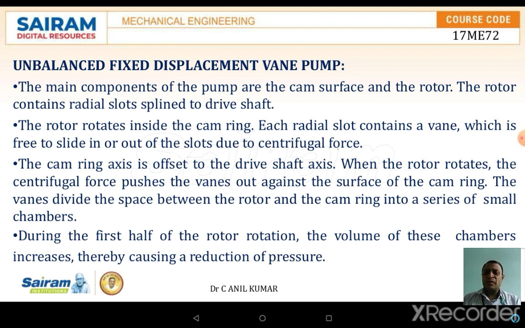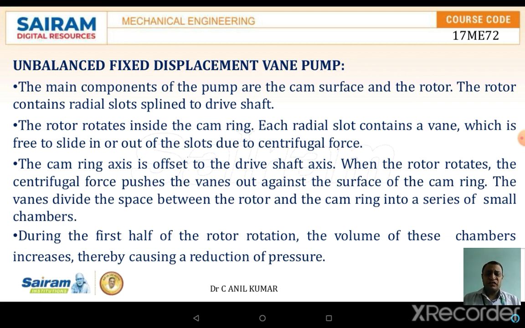pumps. The main components of the pump are a cam surface as well as a rotor. The rotor consists of radial slots, with splines mounted on the driving shaft, and the vanes move in and out due to the rotation of the shaft, or because of the centrifugal force created by the shaft. The cam ring axis is offset to the driving shaft axis.